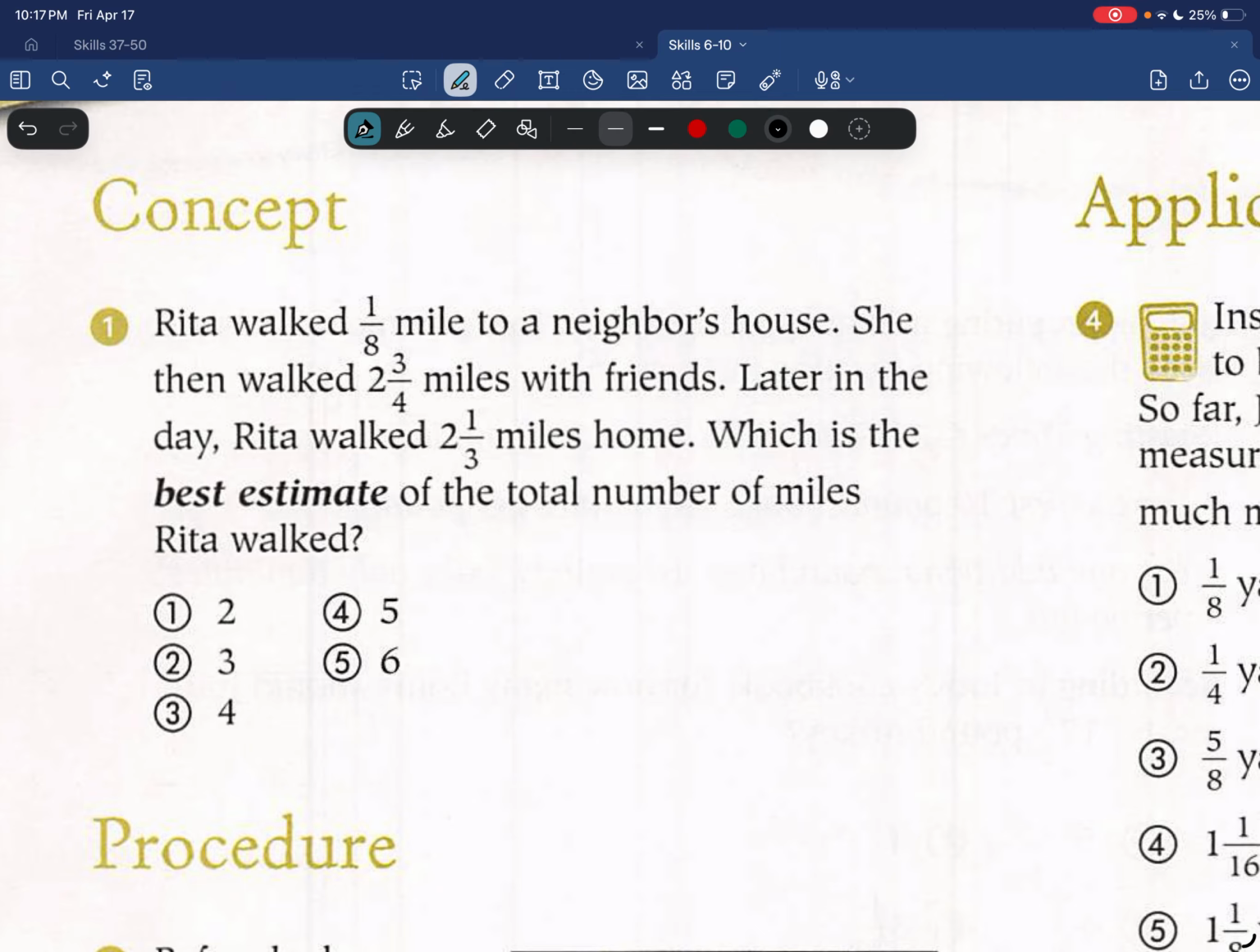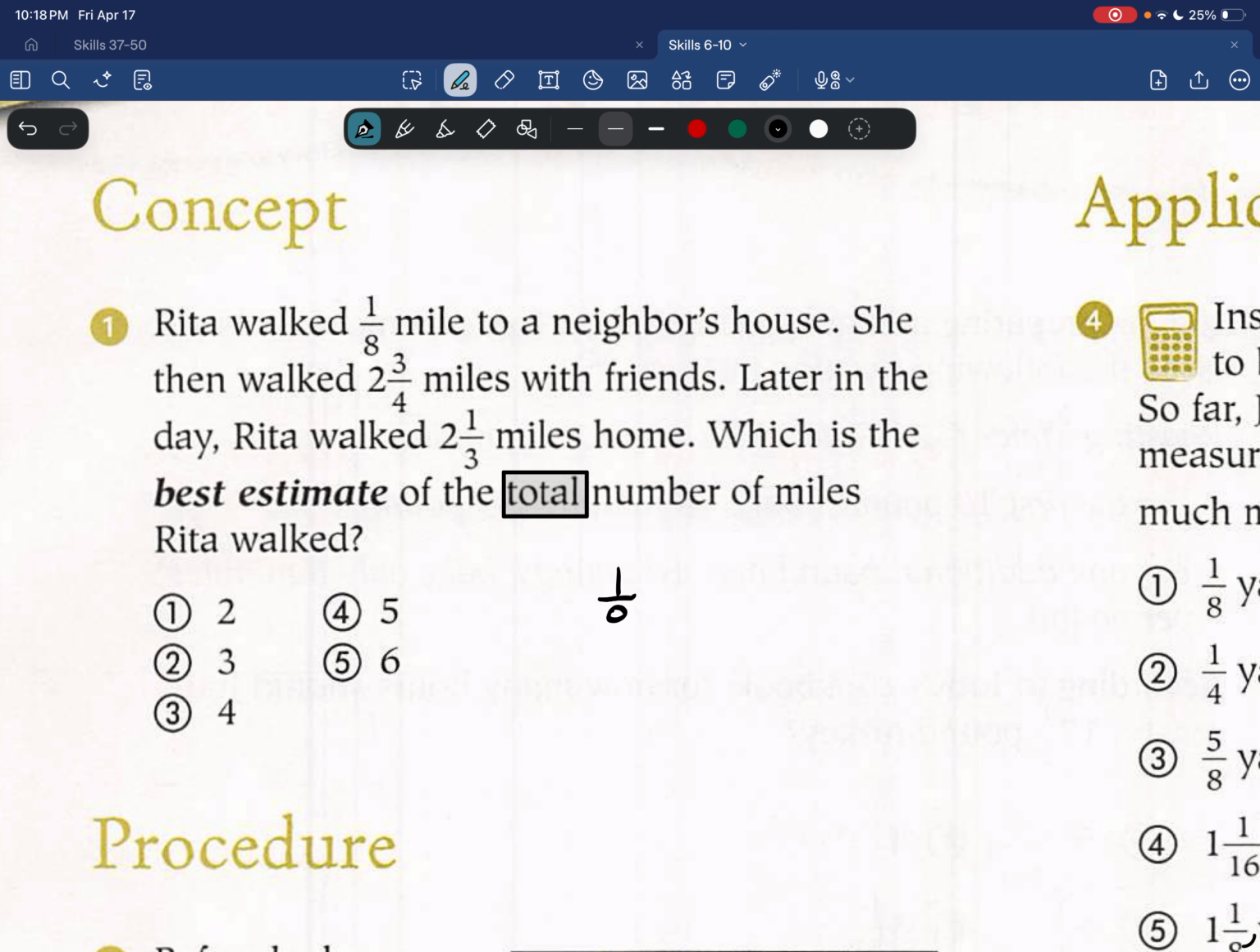Rita walked 1/8 mile to a neighbor's house. She then walked 2 3/4 miles with friends. Later in the day, Rita walked 2 1/3 miles home. Which is the best estimate of the total number of miles Rita walked? Well, total tells me that I'm either adding or multiplying. And since these are all different numbers, it would have to be adding.